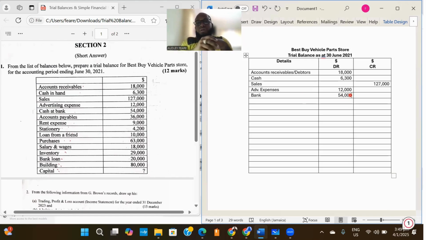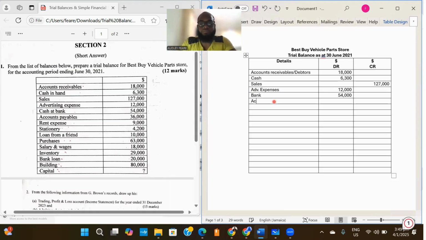A bank overdraft occurs when you withdraw more money from the bank than you actually have in the bank. It is normally used for business accounts or some checking accounts, and it's actually a loan. So when you see the bank in brackets or in parentheses in the trial balance, it means that would be a negative number and it would be a bank overdraft. But this one here is positive, so therefore it is going to be debited.